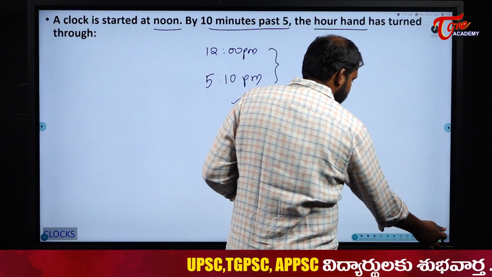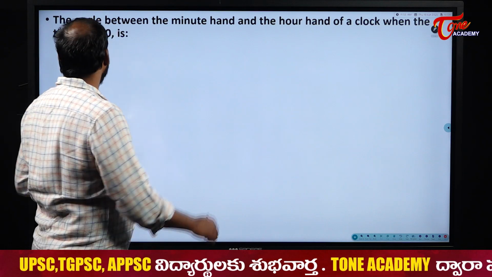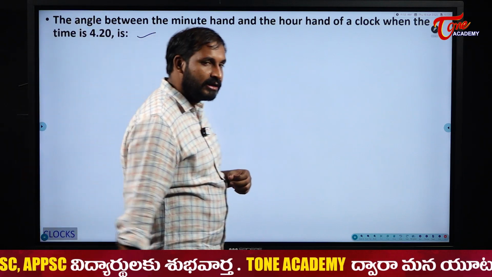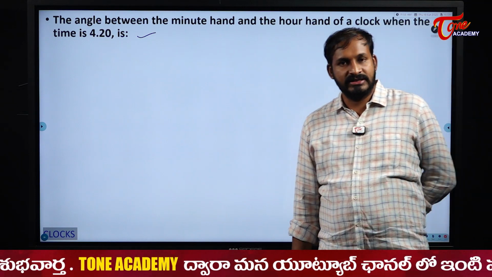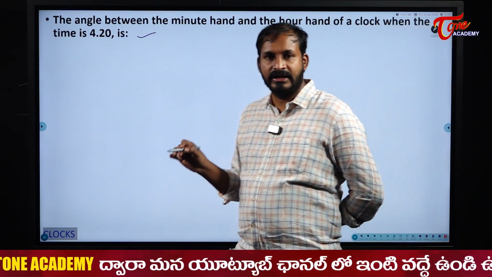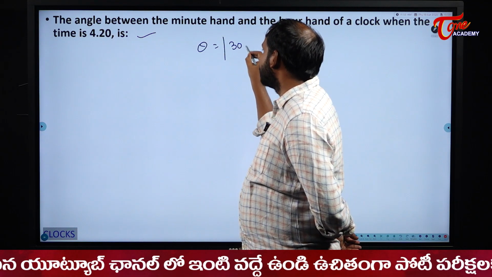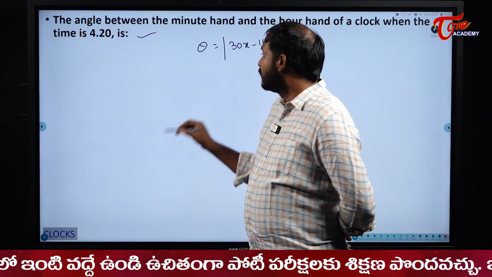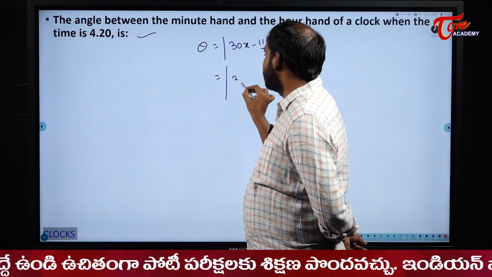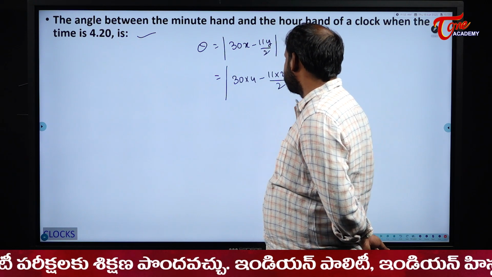Okay. Next one. The angle between the minute hand and the hour hand of a clock when the time is 4:20 is. Now the time is 4:20. I need to tell what is the angle between two hands of the clock. Students, pause the video and try to get the answer for this one. What is the formula we have? Theta is equal to modulus of 30x minus 11y by 2. Good. Now substitute in that 30 into 4 minus 11 into 20 by 2.